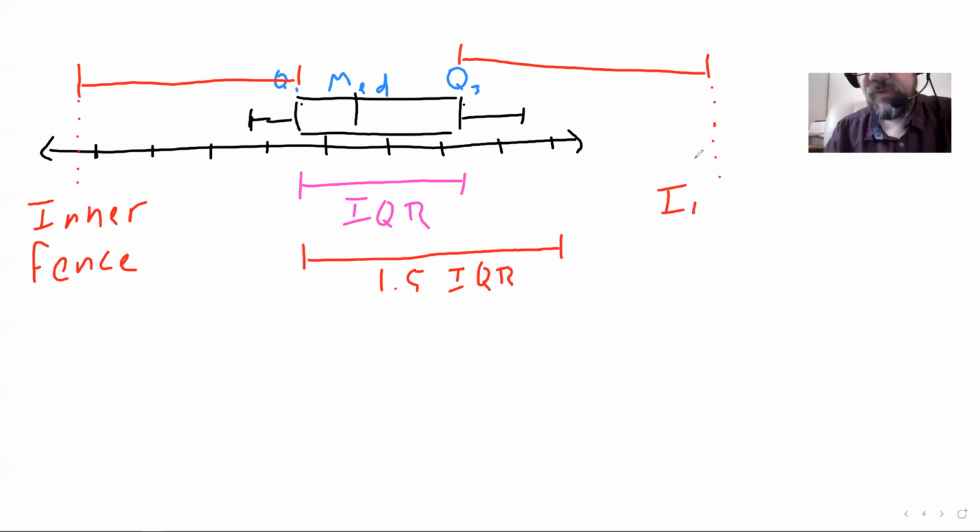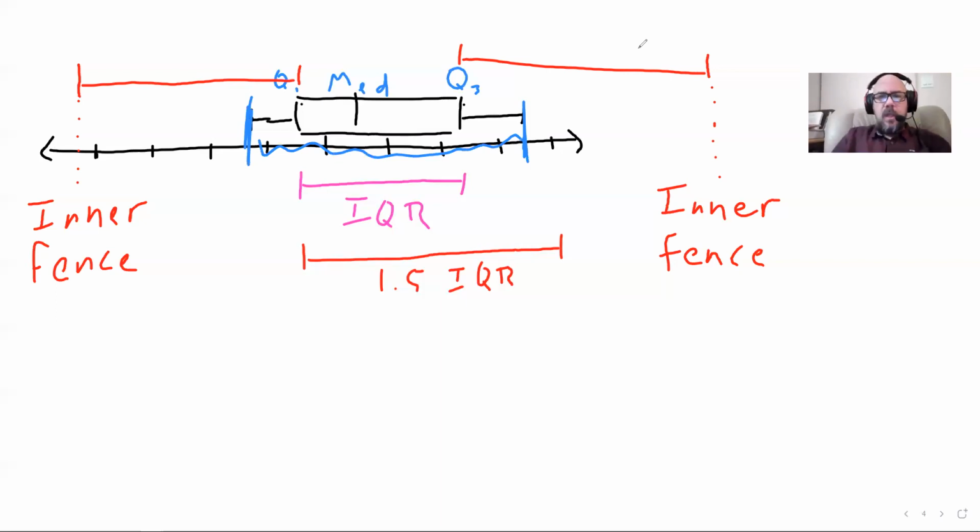This is also an inner fence. So you might notice that the minimum and maximum are here. The maximum is here and the minimum is here. So that means that all the data values fall in this range here. And so there's nothing that's outside either fence. There's nothing outside the left inner fence or the right inner fence. So this data set has no outliers.